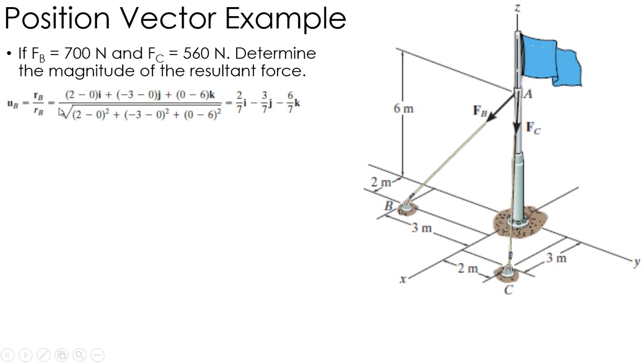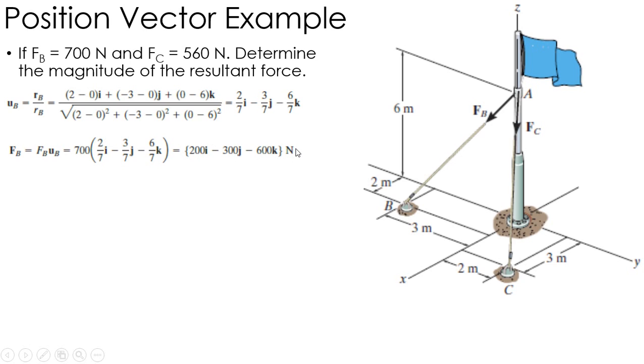So again, 2, minus 3, minus 6. The magnitude of that is the square root of 2 squared plus 3 squared plus 6 squared, which gives me 7. So my unit vector to go from A to B is 2/7 i minus 3/7 j minus 6/7 k. The force vector Fb is that unit vector, which gives me the direction, multiplied by 700 newtons. That gives me this force equation for B.